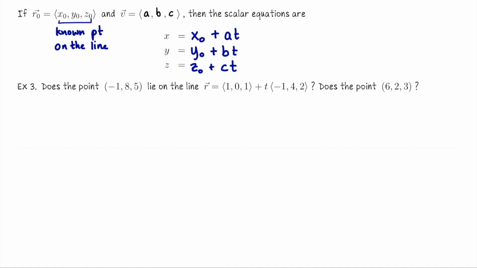Okay, let's solve a problem here. Does the point -1, 8, 5 live on the line which in vector parametric form is given as r equals 1, 0, 1 plus t times -1, 4, 2? Or does the point 6, 2, 3? So here are just two points. Pretty sure one of them lives on the line and the other one doesn't. How can we figure this out?